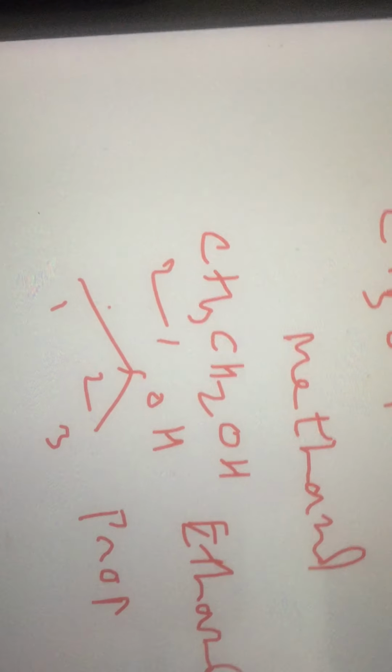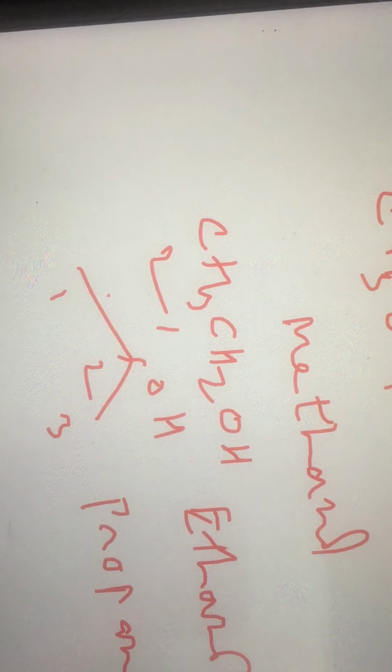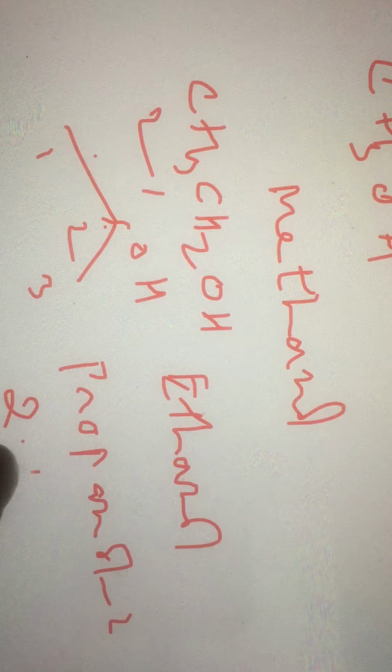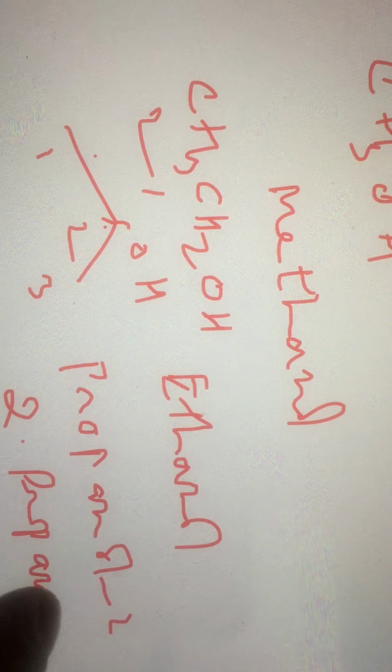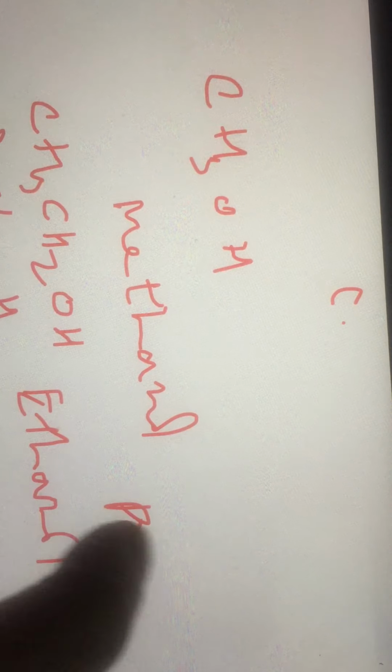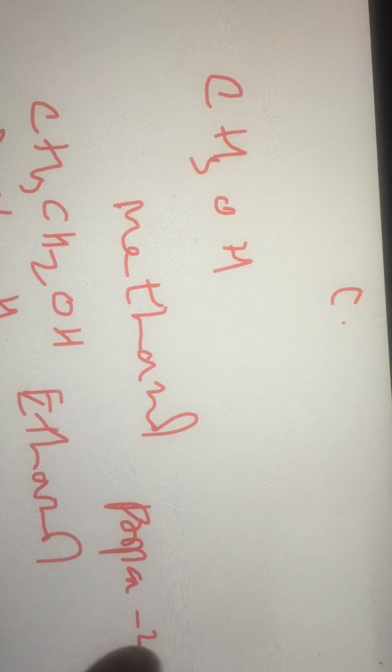If you have it like this, it has 2 carbons, so it is ethanol. Suppose if you are writing like this, it has 3 carbons, so it is propanol-2 because on the second position there is OH. It can also be called 2-propanol. If you want to have more style, you can call it propan-2-ol.